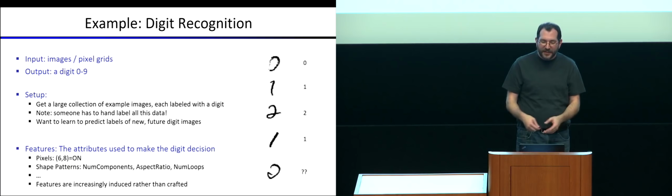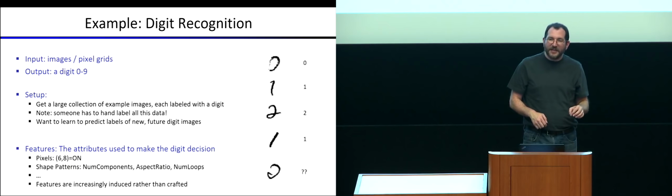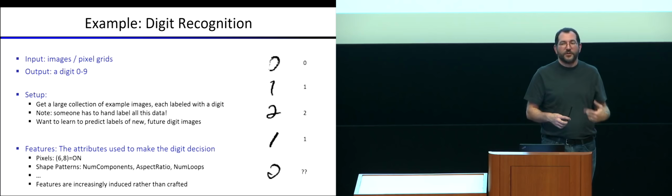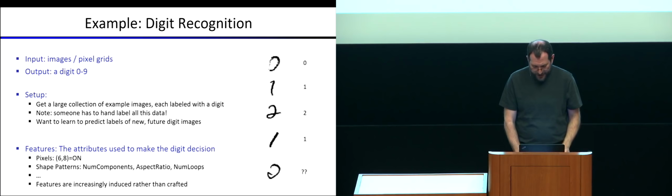It's increasingly the case, especially for problems like this, that we feed in low-level features like pixels, and higher-level features like edges tend to get induced increasingly more as our machine learning methods get better at doing that. And we'll talk about that in a couple weeks when we talk about neural nets.